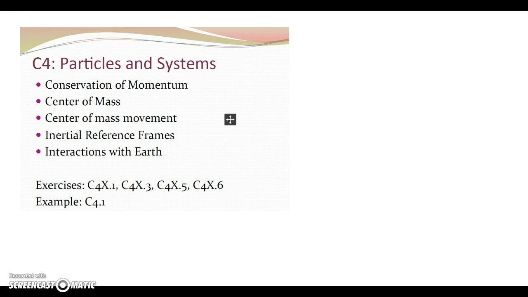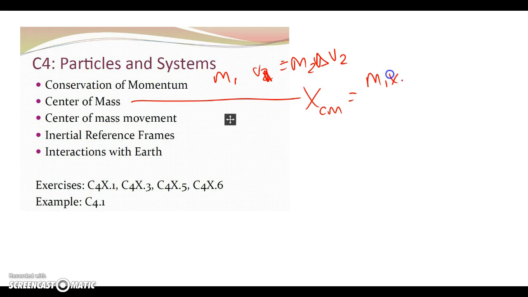So let's look at the next section. I was just going online to get some equations. But conservation of momentum really is m1 delta v1 equals negative m2 delta v2. So the momentum is conserved. We'll talk about that in a minute. The equation for finding the center of mass is m1 x1 plus m2 x2 over m1 plus m2.